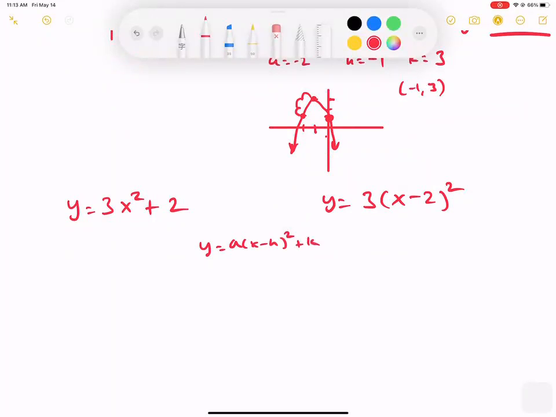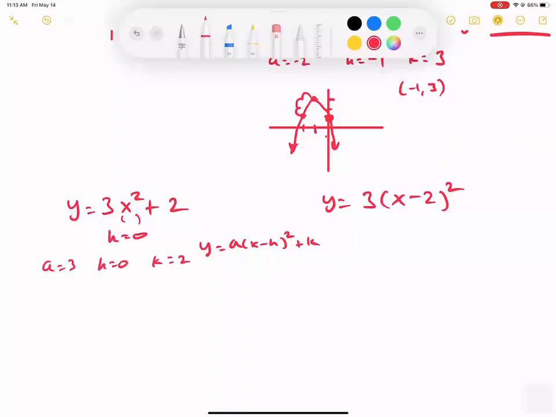Now, here's something I wanted to make sure you guys catch. If you have no parentheses, it's because h is 0. h is equal to 0. That means we have no horizontal shift. So it's going to be a is 3, h is equal to 0, and k is equal to 2.